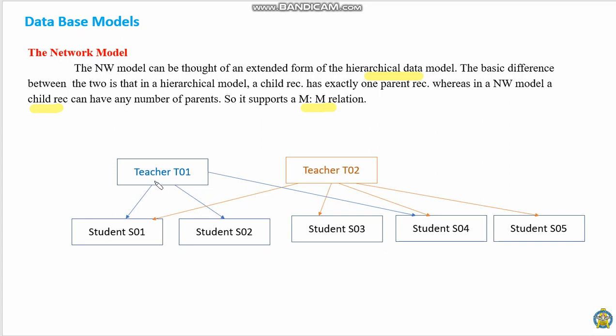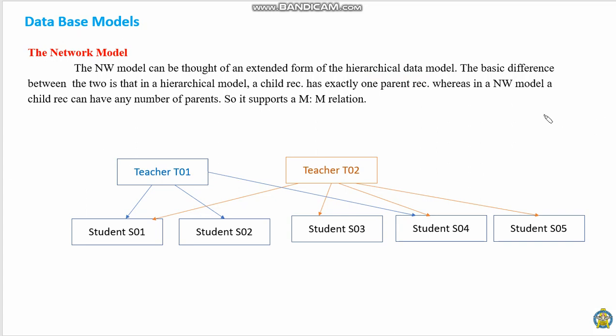See the picture. Here a teacher has many children, and a child can have more than one parent. For example, student S01 has teacher 1 as parent, and also teacher 2. Similarly, for example, S04 has two parents. So this is the second model. It's an improvement of the hierarchical model. Again, the representation used is a tree. The only difference is it supports a many-to-many relationship.